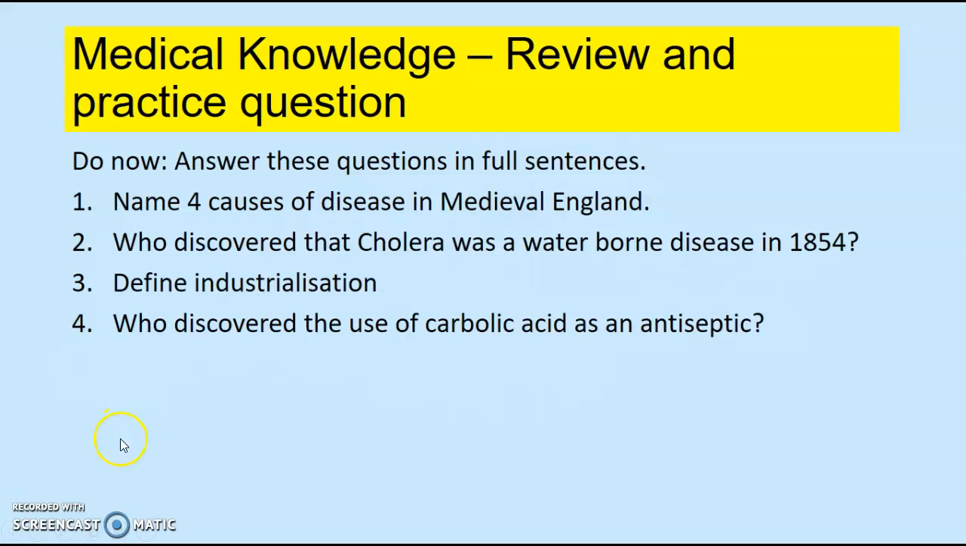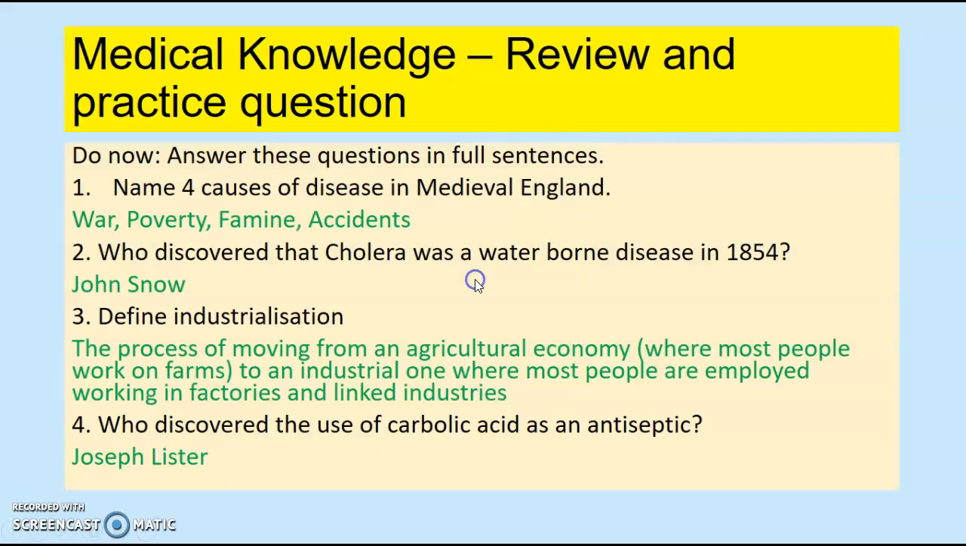Okay, so moving on, let's have a look at the answers to these questions. I'd like you to use a green pen to add to or correct your answers. So question number 1, the 4 causes of disease in medieval England are war, poverty, famine or accidents. Question number 2, the discovery of cholera as a waterborne disease was John Snow.